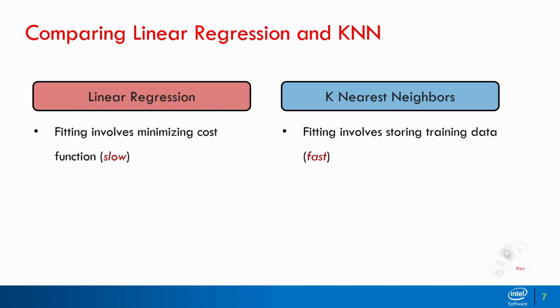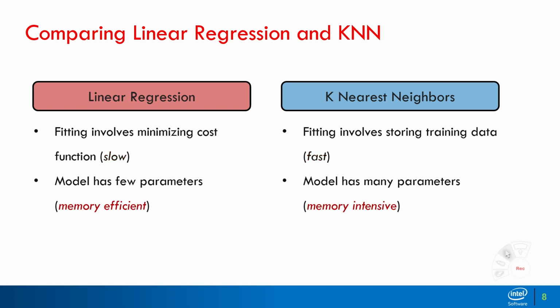Now let's compare linear regression and KNNs. Model training is slow for linear regression, since we have to search for the best parameters. In contrast, KNNs are very fast to fit, since it's just storing the data. However, once the model is fit, linear regression is superior. It maintains just a few parameters, coefficients for the line.